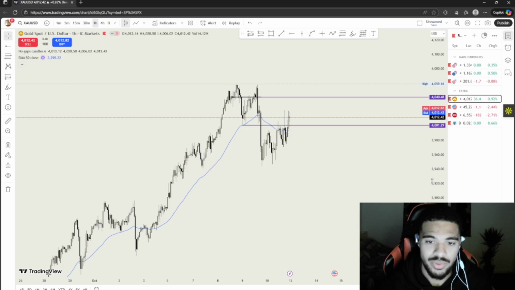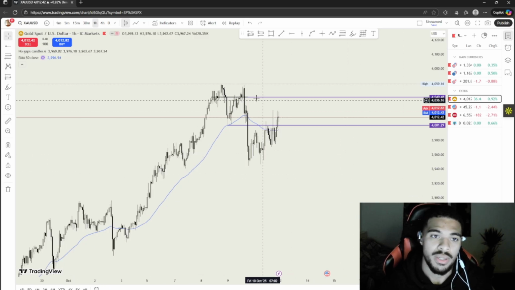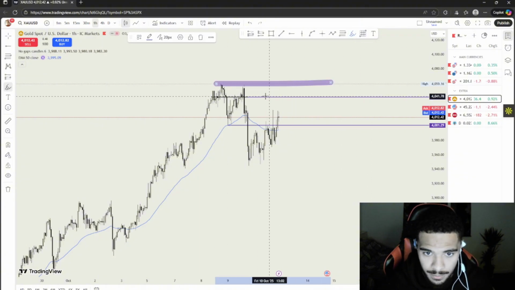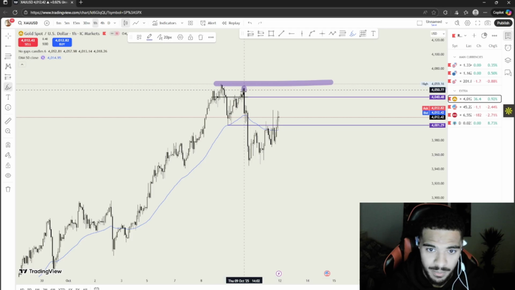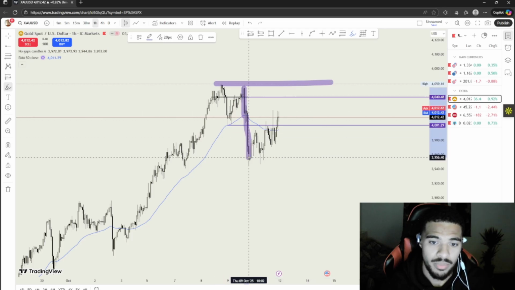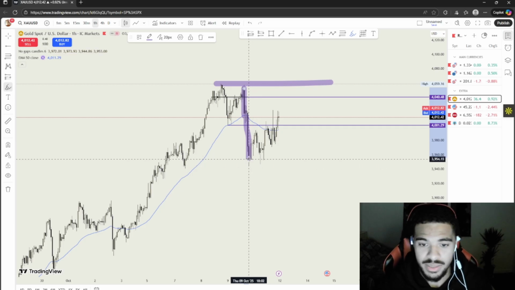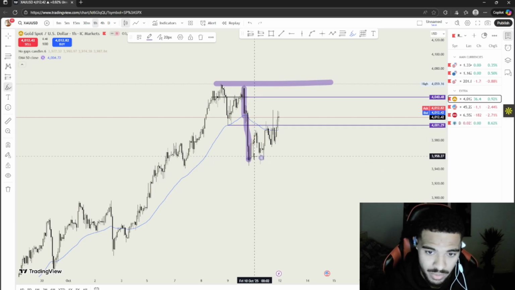A lot of people got absolutely melted on gold last week. Obviously, it hit 4,000, brand new highs. Double top here, and a massive drop, which just sent everybody to the gulag, unfortunately. But as you can see here, we've had another double bottom.